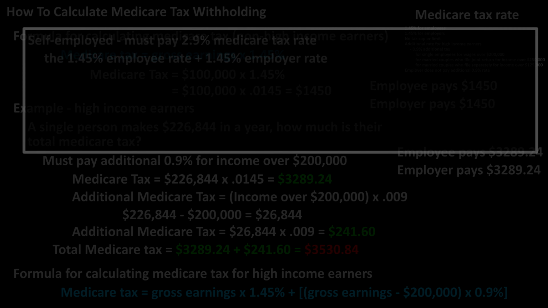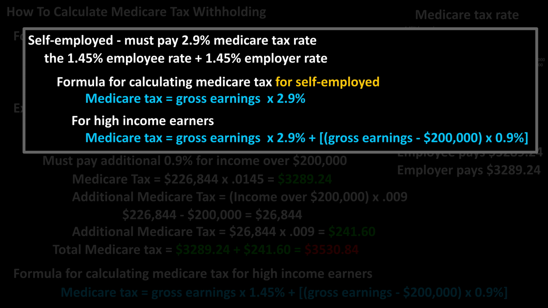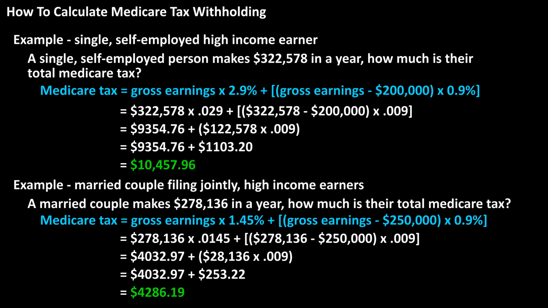And one note on Medicare tax. If someone is self-employed, they must pay a 2.9% Medicare tax rate, the 1.45% employee contribution and the 1.45% employer contribution, since they don't have an employer to match the 1.45% rate. Here are a couple examples. The first one is for a high-earning self-employed person, and the second is for a high-earning married couple filing a joint return.